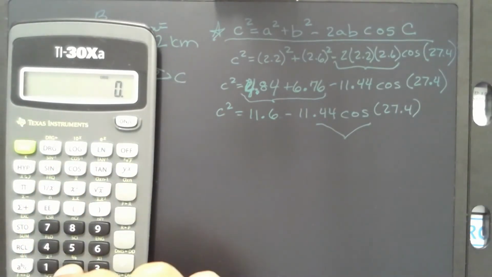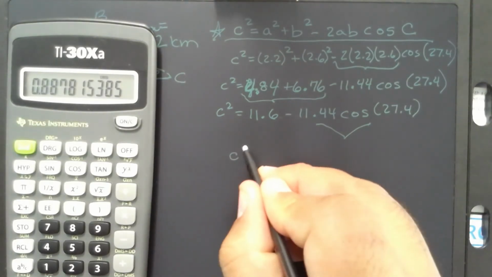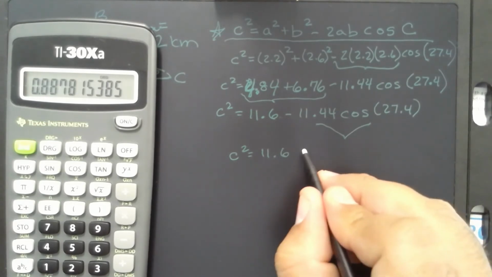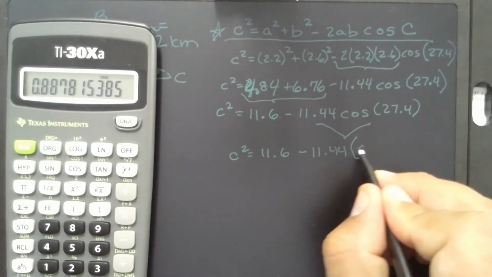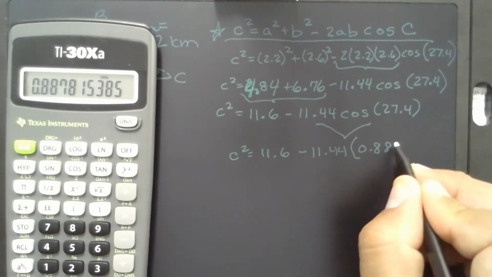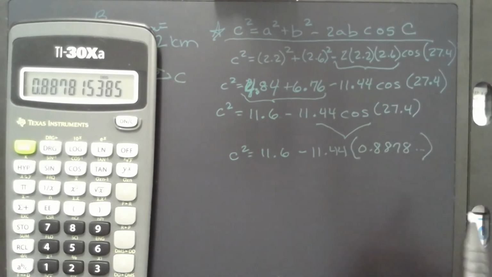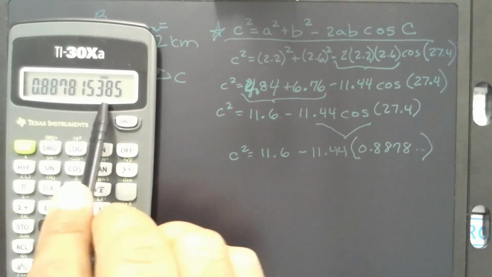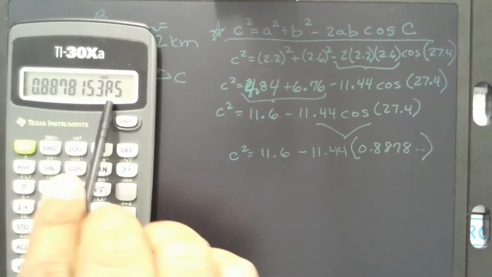So I'll start right here, 27.4. We'll take cosine, and we get that number right there. c squared is equal to 11.6 minus 11.44 times 0.8878 and so on. Remember what I told you before, the more significant figures you use, the more precise the answer will be. So I don't really want to erase this.